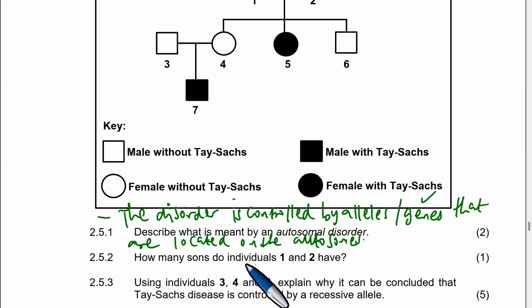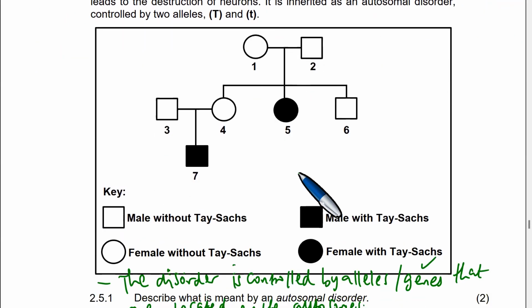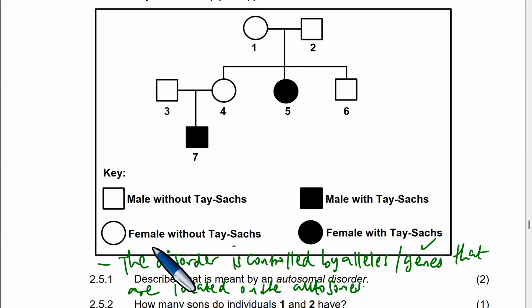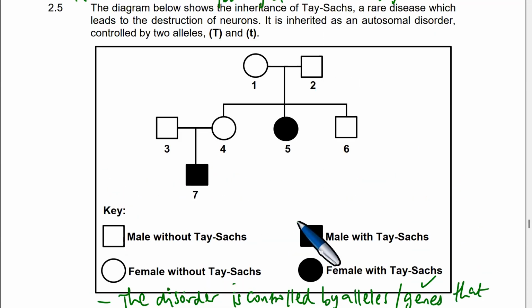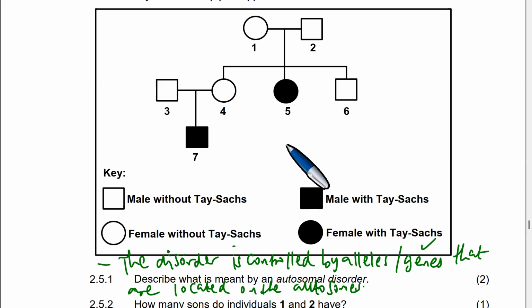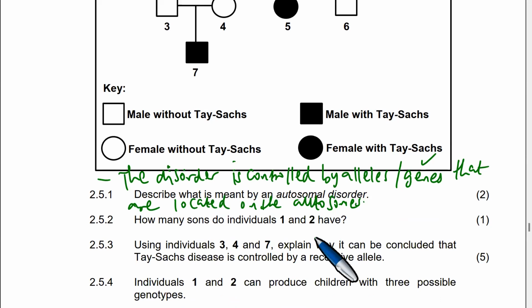How many sons do individuals 1 and 2 have? Right. So you can see the male without Tay-Sachs, and then you can see the male with Tay-Sachs. So how many sons do individuals 1 and 2 have? Clearly, they have only a single son. So look at the diagram carefully. You can see, therefore, that they have only one son.